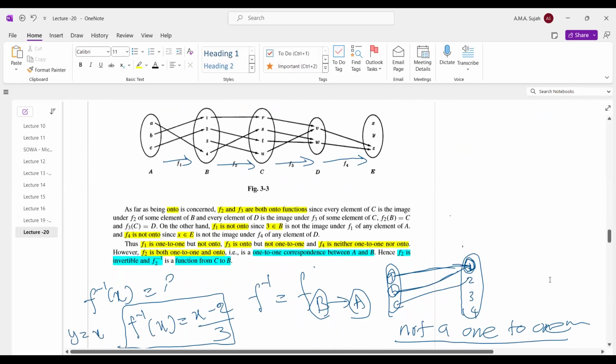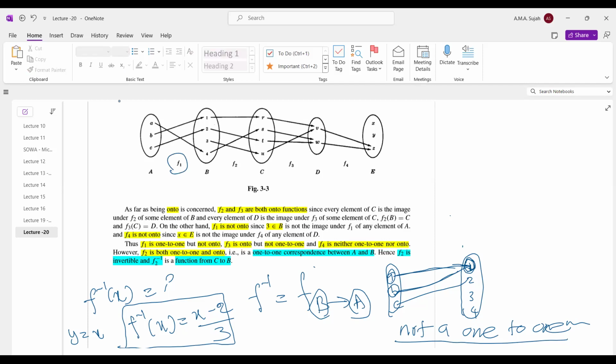Now tell me which function is one-to-one, which function is onto. Do you understand what is one-to-one? One-to-one means each element in the codomain has an image of at most one element in the domain, right? So it means no two domain elements have the same output. Then it is one-to-one. Onto function means every element in the codomain has a pre-image of at least one element in the domain, right? So what do you think about f1? Is it one-to-one or onto or both?